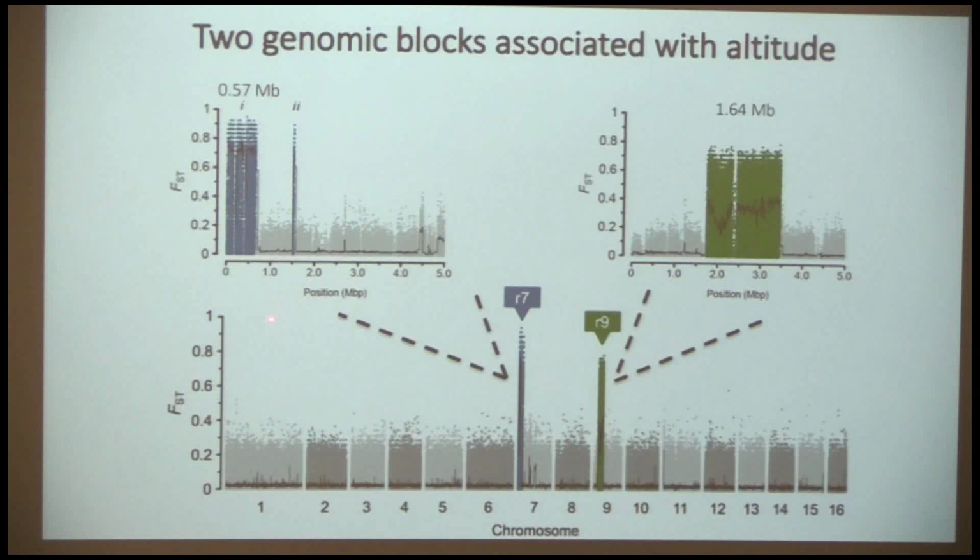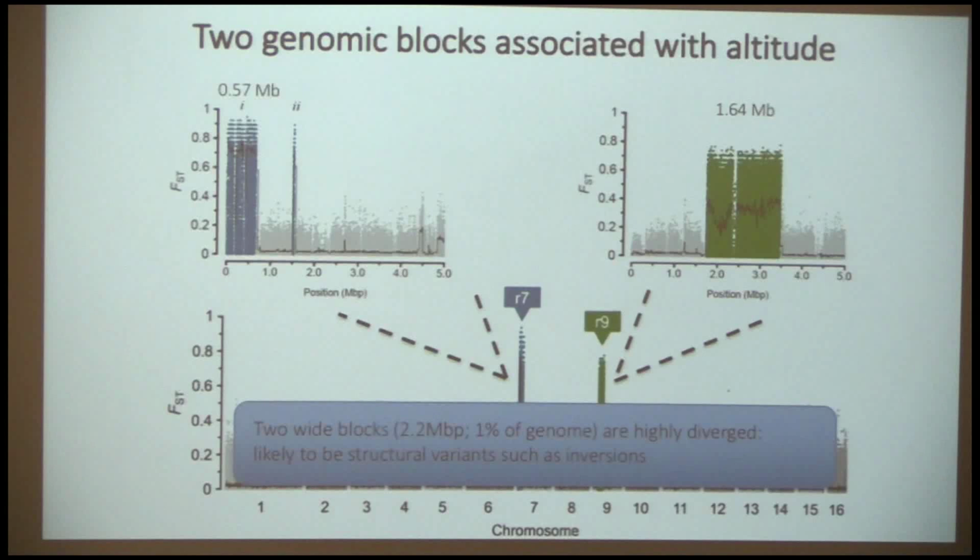Here you can see that it actually looks like there are two different blocks, but I'm going to go into how we've actually refined this and tried to understand a bit more about where the breakpoints are and how this may be a misassembly in the genome that we're doing. I'll come back to that part. But basically, you can say that there are these two blocks, one on chromosome 7 and one on 9, which has very highly differentiated haplotypes between the highlands and the lowlands, and also that they're replicated between both highlands. So a large proportion of the genome is found in highly diverged blocks.